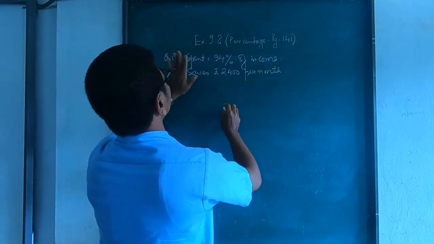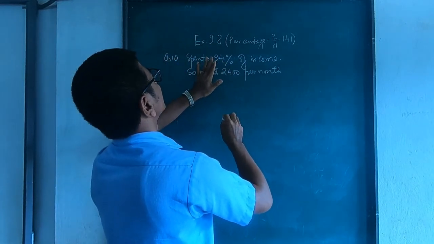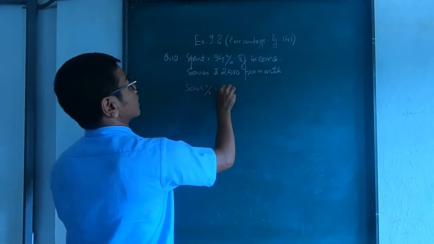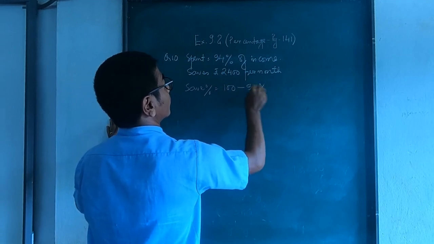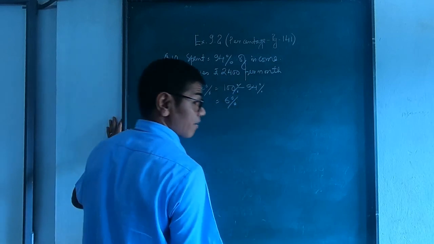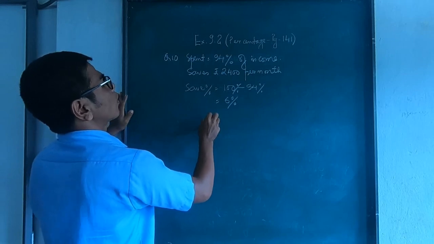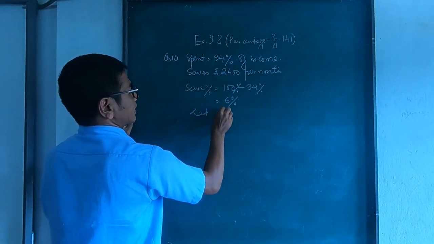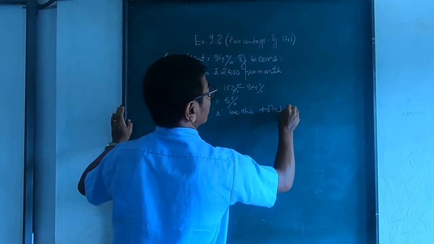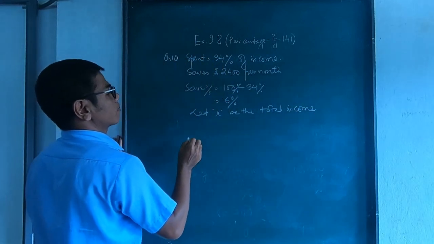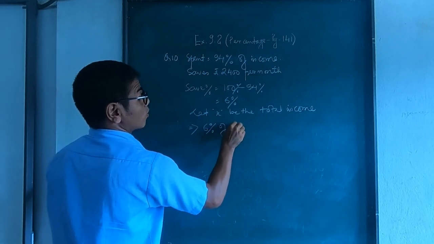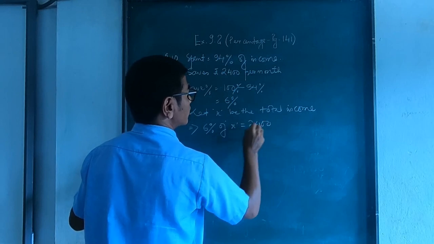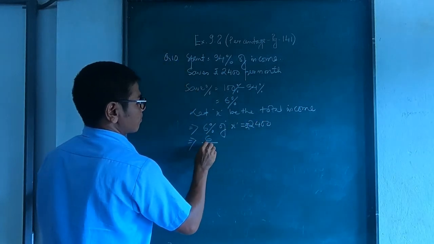Now, let us see. Percentage means out of 100. Out of 100, he spent 94. Therefore, let us write the save percent. Percent is 100 minus 94, which is 6% only he saved. So, according to the question, when he saved 6%, he has this much. We don't know the total. Let x be the total income. Thereby, 6% of the total income x equal to ₹2,400.